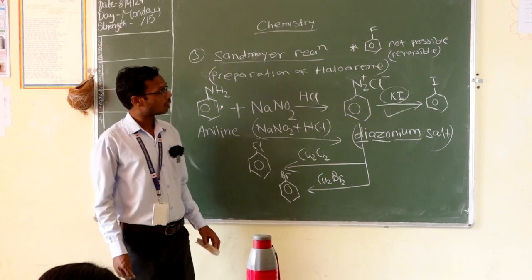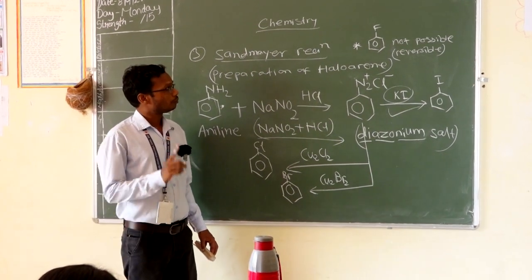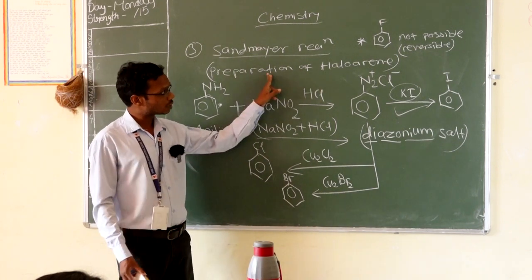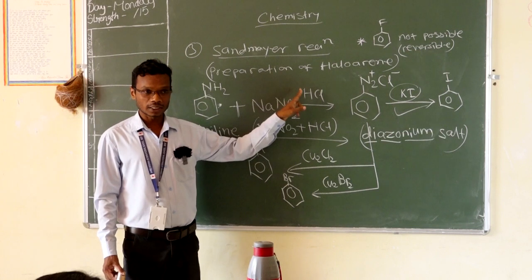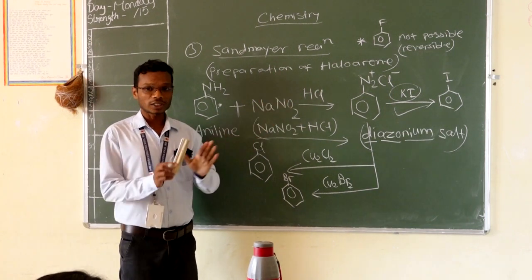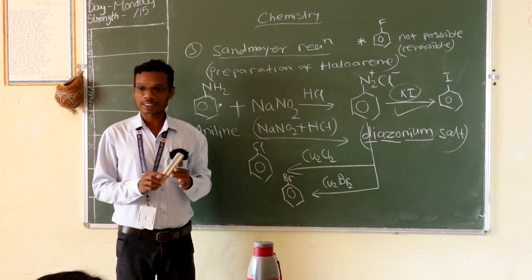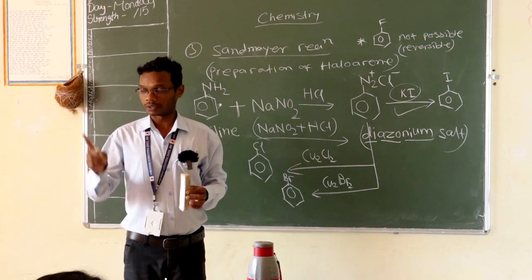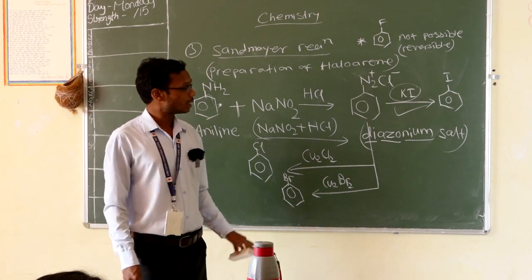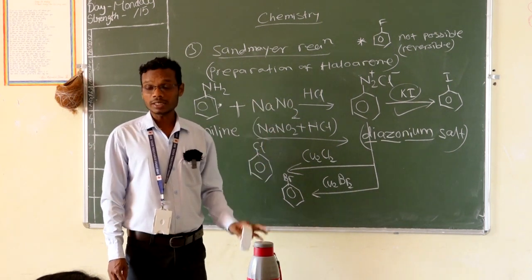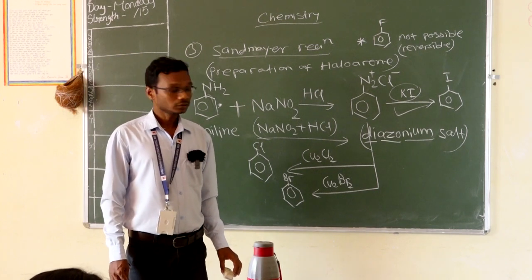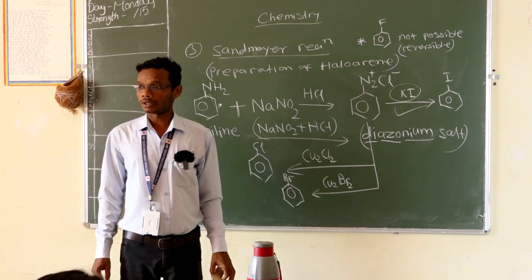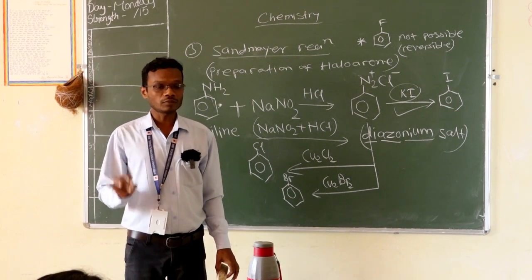Okay, this is all about the preparation of haloalkanes and haloarenes. The last one is the Sandmeyer reaction, the preparation of haloarenes, and the previous two are halogen exchange reactions between chlorine, bromine and iodine, named the Finkelstein reaction and the Swarts reaction. So complete this reaction, and next we will learn about the physical properties of haloalkanes.